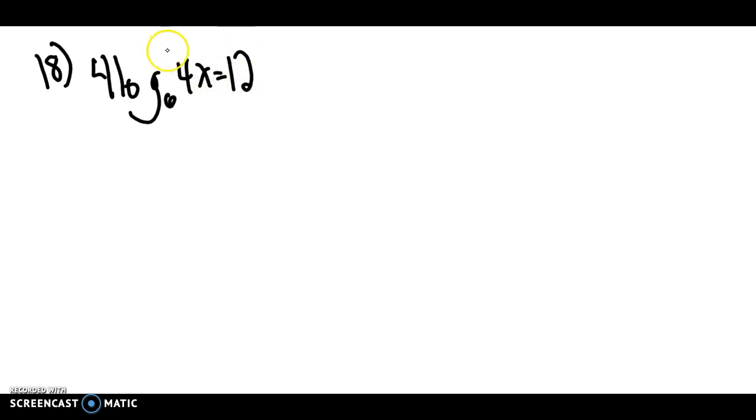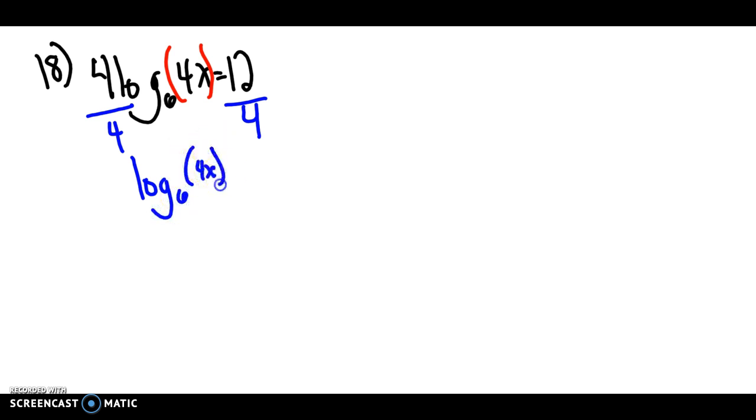Here I want to isolate the logarithm. Note that 4x is attached to the log. In order to isolate it, I need to get rid of what's outside the log. So I'm going to divide by 4. I'm not dividing what's attached to the log or inside the log by 4, just what's on the outside. So I get log base 6 of 4x equals 3.